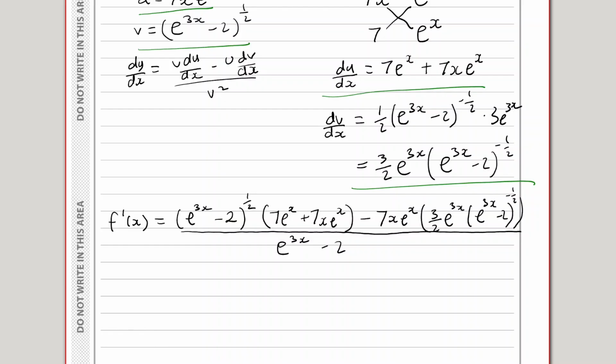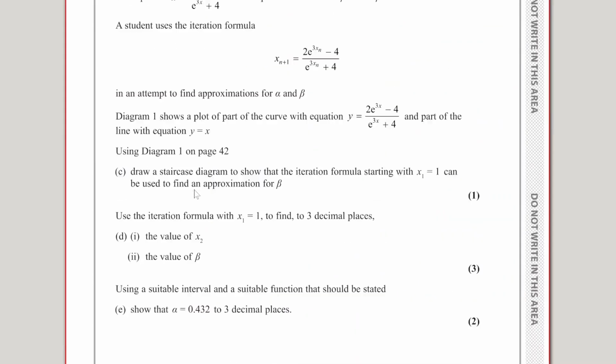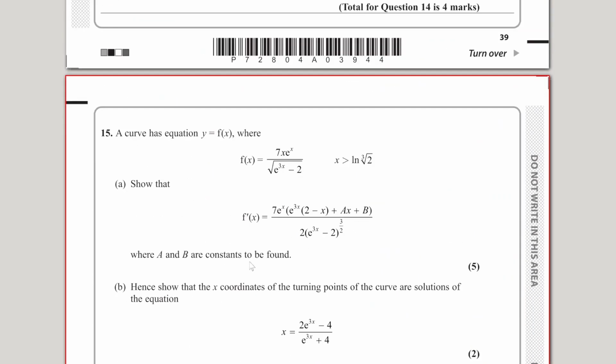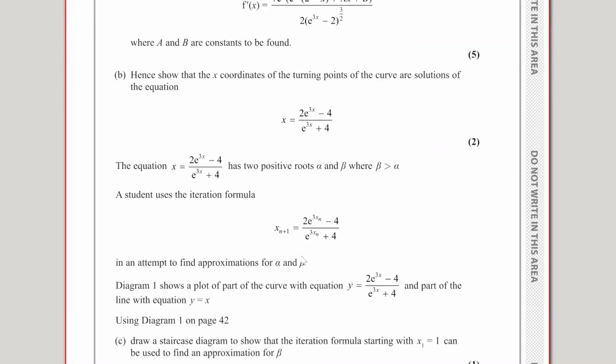It's not in the form we want, so we have to do a bit of simplifying here. That might be an understatement. So we've got to change the power. So times top and bottom by (e^(3x) minus 2) to the power of a half, and double the top and the bottom.